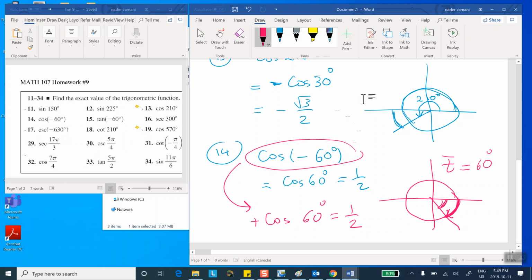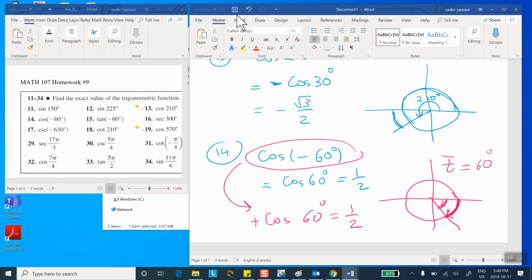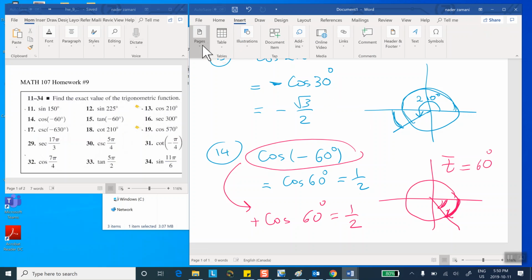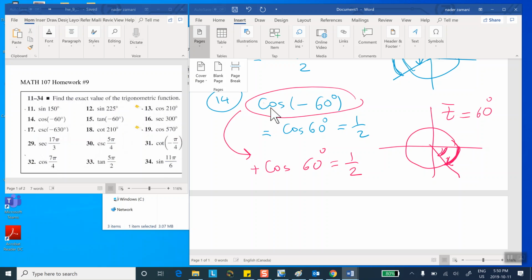Okay, let's go to the next page. I'll insert a blank page. Okay.